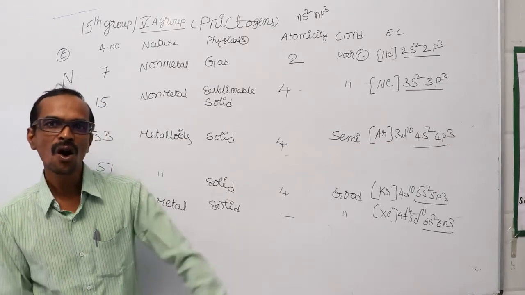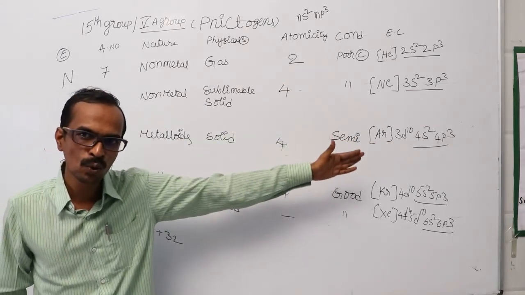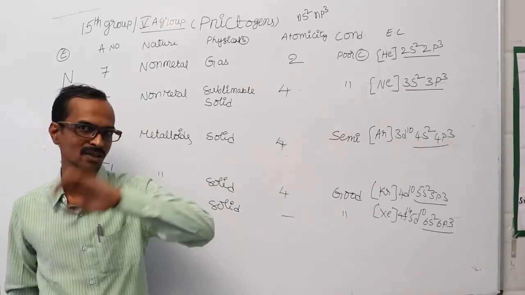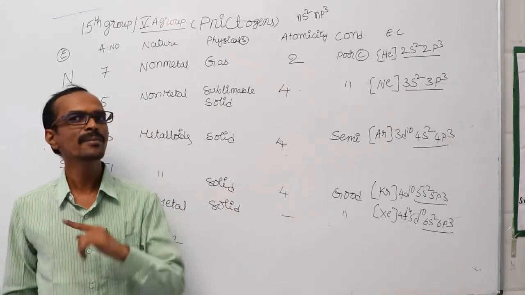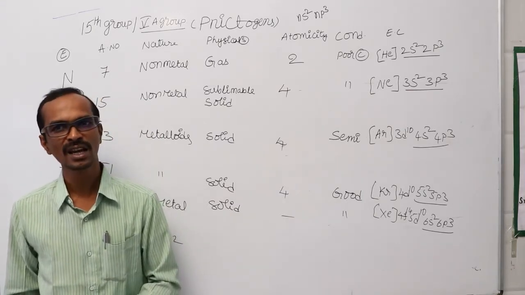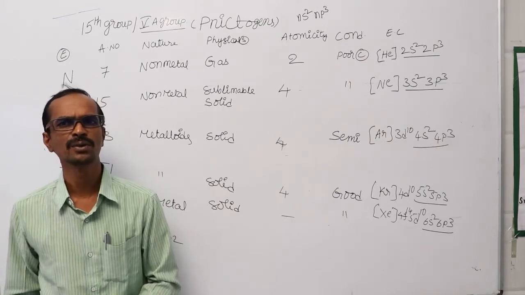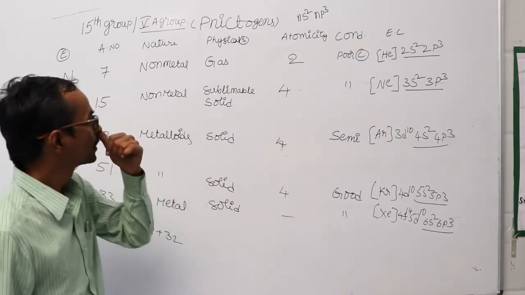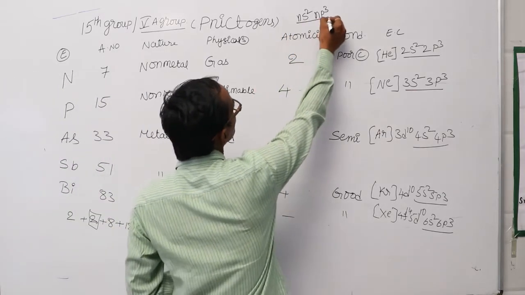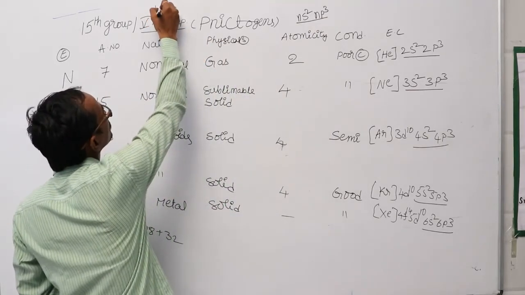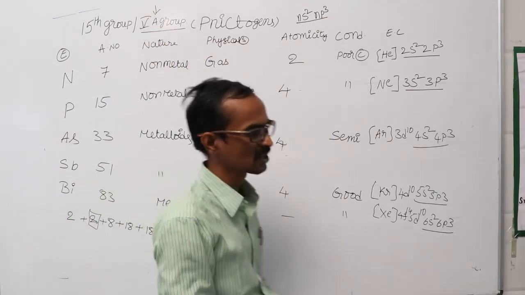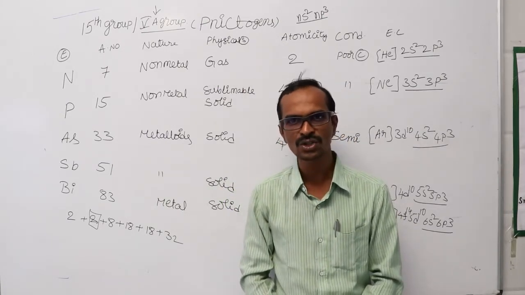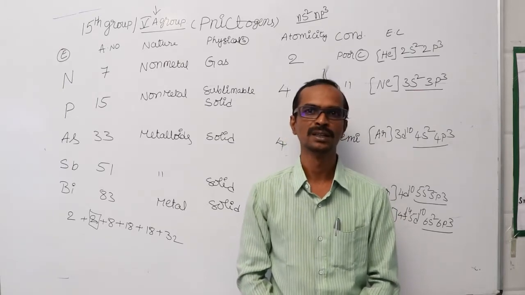As all of these elements in the outermost shell or in the valency shell have only 5 electrons, these elements are known as the 5A group elements, right? As these have ns2 np3 electronic configuration, they are called 5A group elements. In the valency shell, all these elements have 5 electrons, so they are placed together in one group.